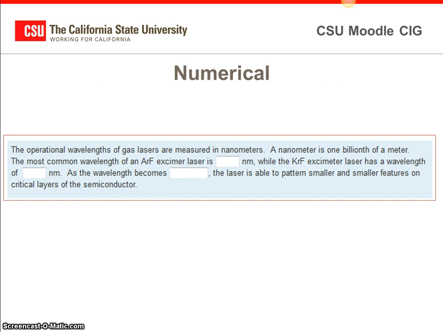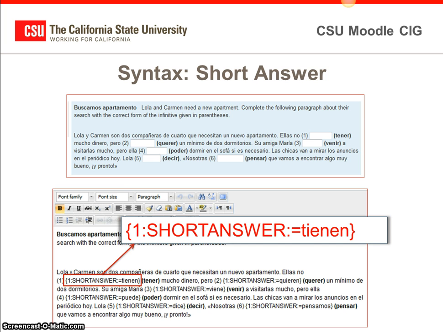And finally, a couple of numerical questions combined again with a short answer. This question is testing both recall, but also the student's understanding of the relationship between multiple concepts. Here, a laser's wavelength and how that affects the process of creating semiconductors. So let's take a look now at how these questions are created.